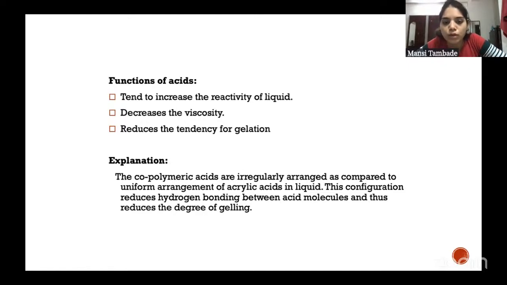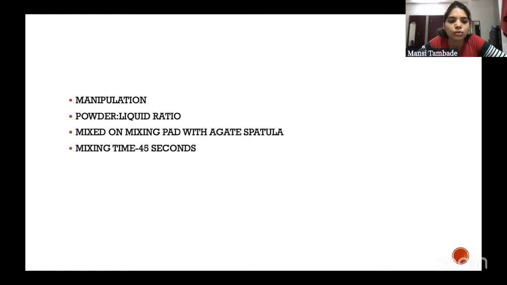That was one of the disadvantages: the gelling makes the consistency of the liquid too viscous, so less fluid that we are not able to mix the powder and liquid properly, or the consistency is not proper for us to work. So this will reduce the degree of gelling. Different acids are included along with the main liquid. This is the important thing: how the manipulation is done, and what the powder liquid ratio is.